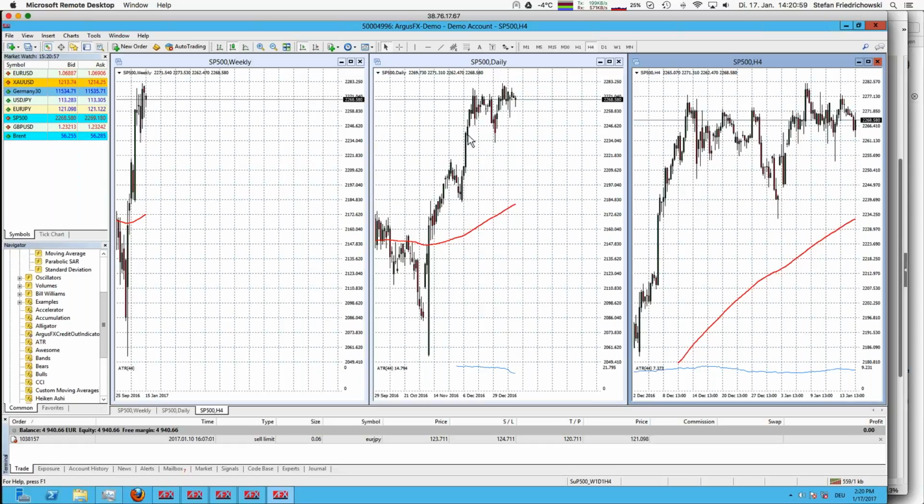So here it gets already a little bit more interesting because you see that there's something like a range already establishing here. So we went upwards, then we had one short correction and went back to the original value, and we are still within that kind of range. So the overall trend is to the north.